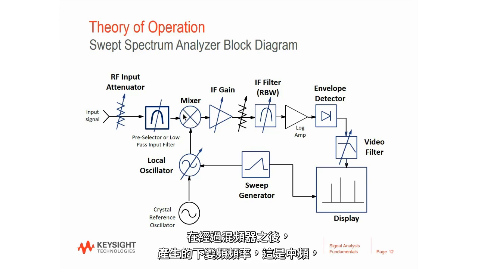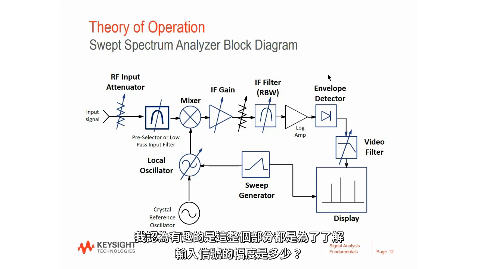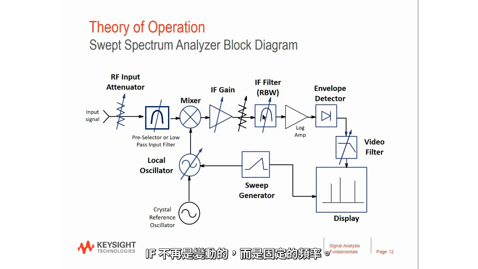After going through a mixer, the resulting down-converted frequency, this is the intermediate frequency, the IF frequency, goes through an IF processing chain. Now, what I think is interesting is that this whole section is devoted to understanding what is the amplitude of the input signal. So the IF is no longer moving in frequency, it's a fixed frequency, and all we care about going through this section is the amplitude of the IF, which reflects the amplitude of the input signal.